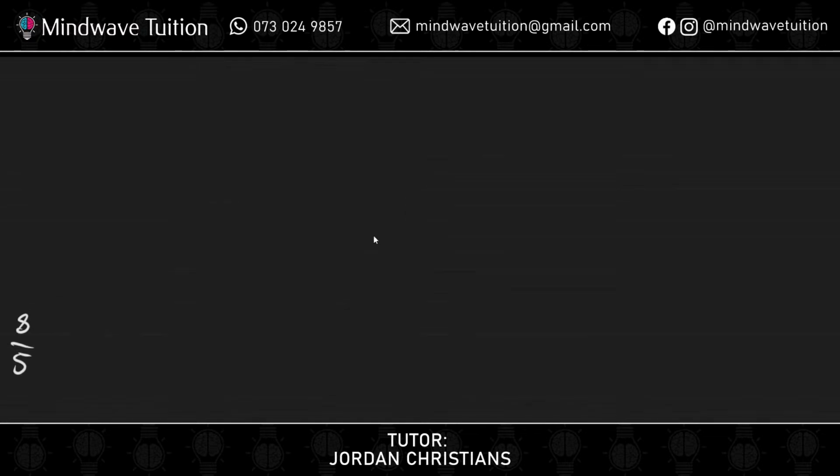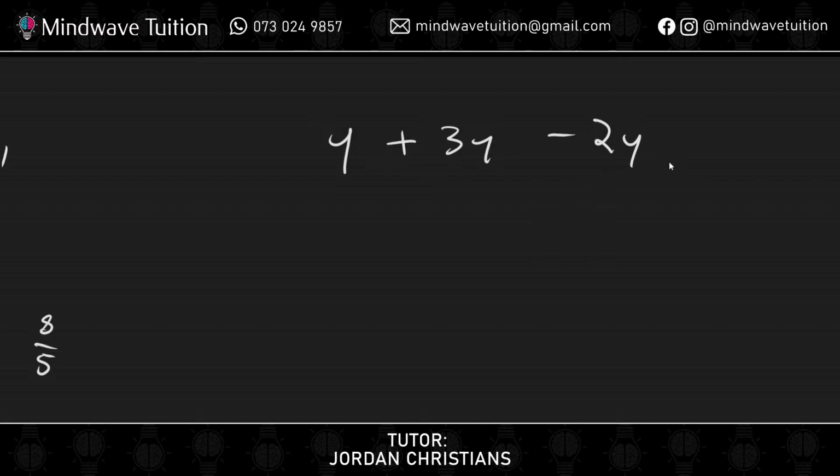So let's first do it with a small example. Let's say we have y squared plus 3y minus 2y. And we say that y is equal to negative 2. So what this means is we have to substitute wherever we see a y with a negative 2. So in the first one here we have y to the power of 2. So instead of writing y to the power of 2, we will say negative 2 to the power of 2.